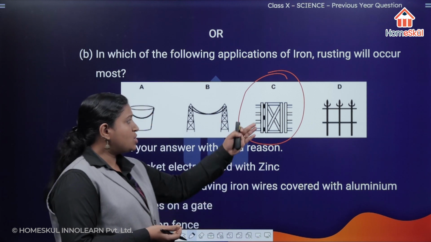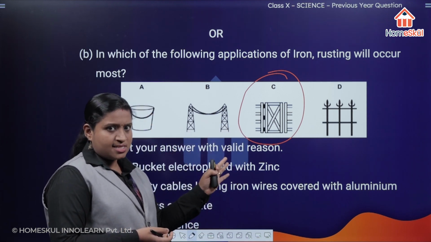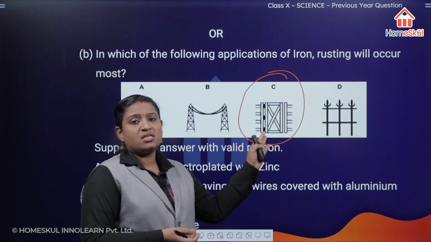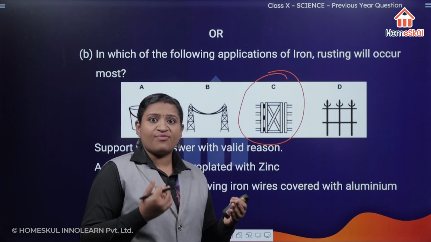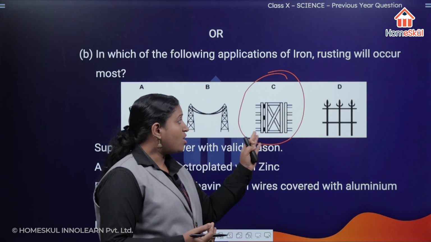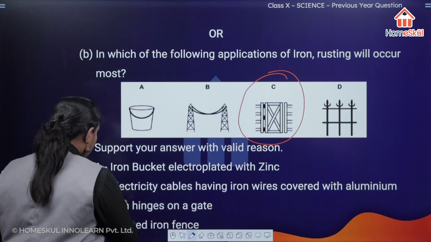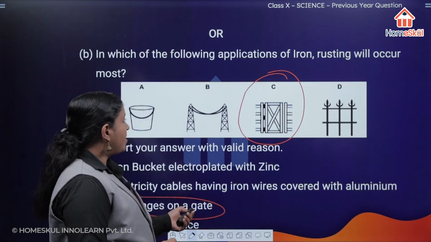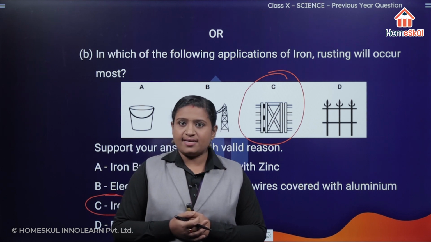Here there is no galvanization or any other painting, nothing is done. So, there is a direct contact of this iron object with the air and water. As a result, rusting occurs faster. So, the rate of rusting will be faster in the third one, C, iron hinges on a gate. Clear, children? Okay. So, my dear students, I hope this question paper discussion is clear, isn't it?